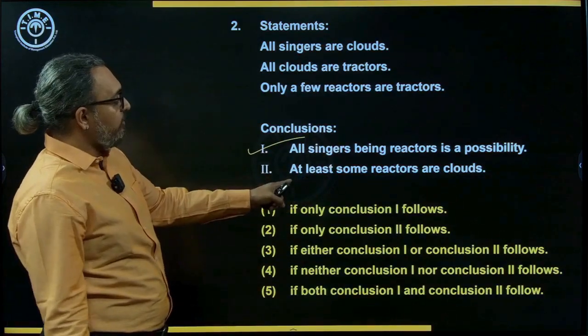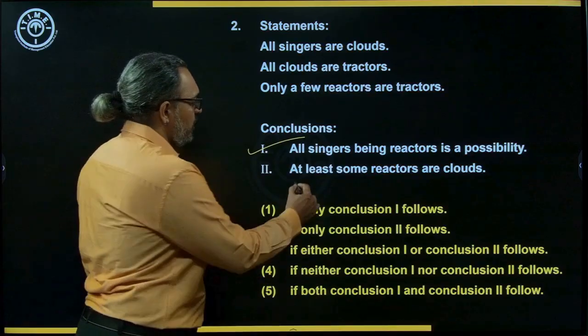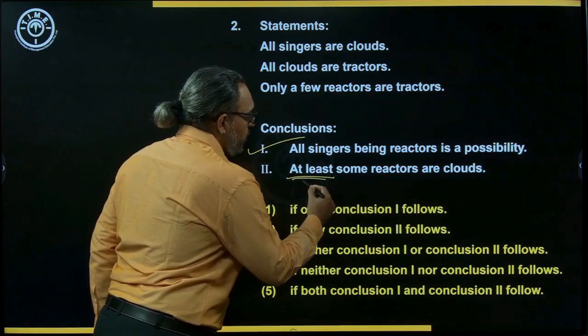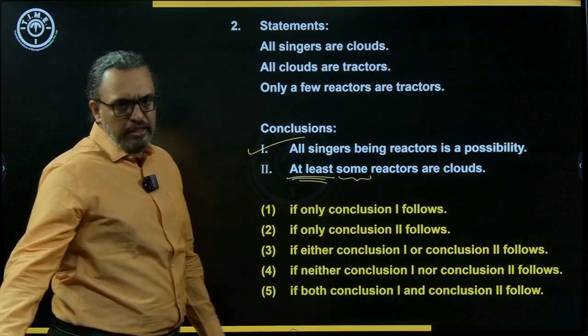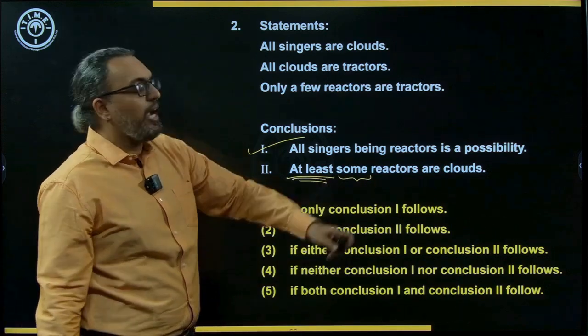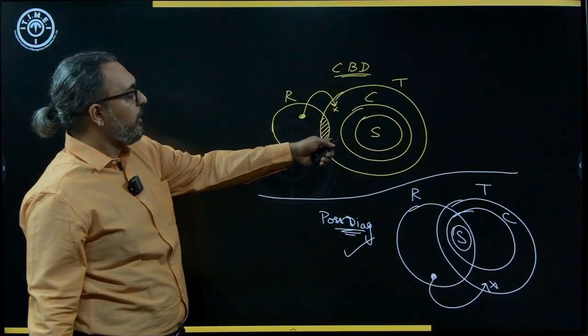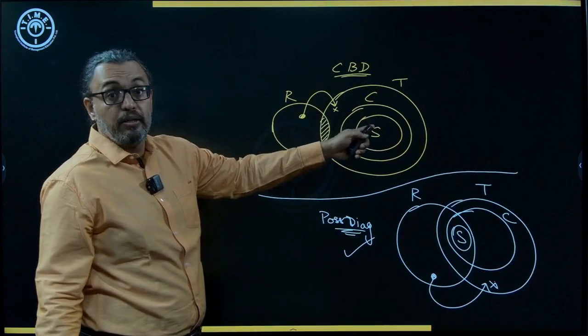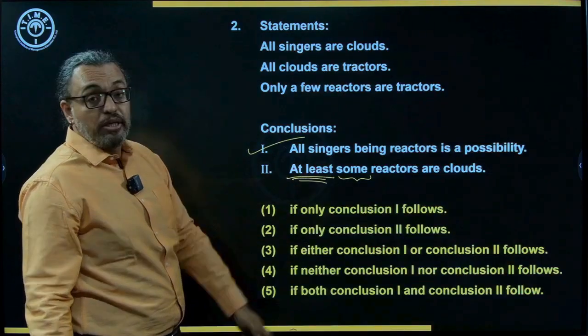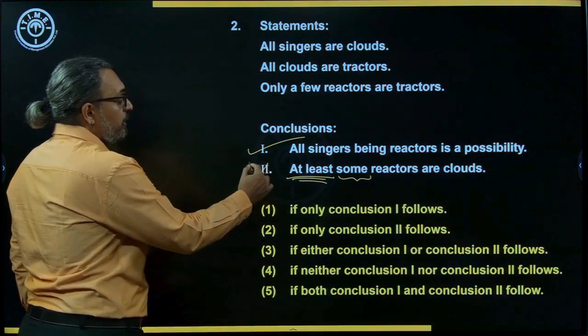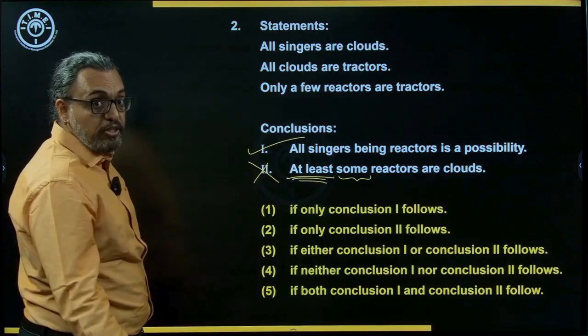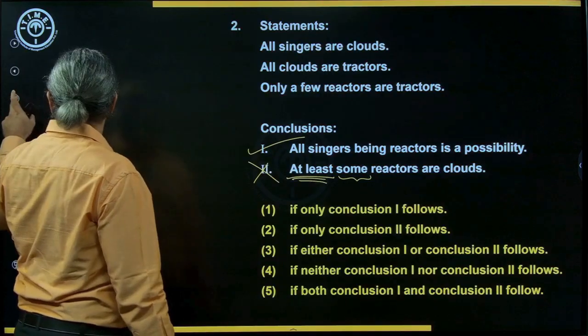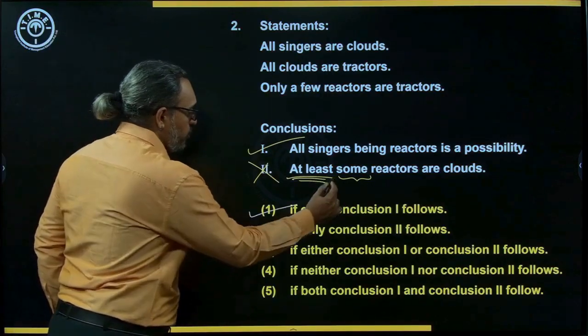Now let's do the second one. At least some reactors are clouds. Now see, at least does not have any additional meaning. It means the same as some. So some reactors are clouds. We need to check here only. Are some reactors clouds here? No. Reactor is separate, cloud is separate. It is a positive conclusion, but it is not satisfying your basic diagram. Does not follow. My answer for this is only 1 follows. And that's available in first option.